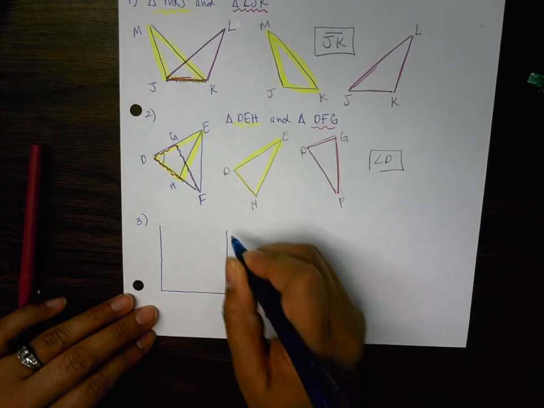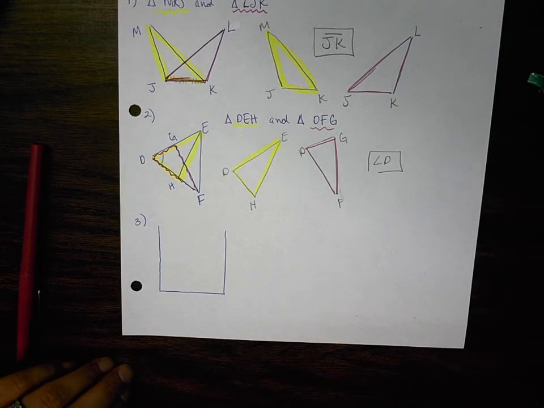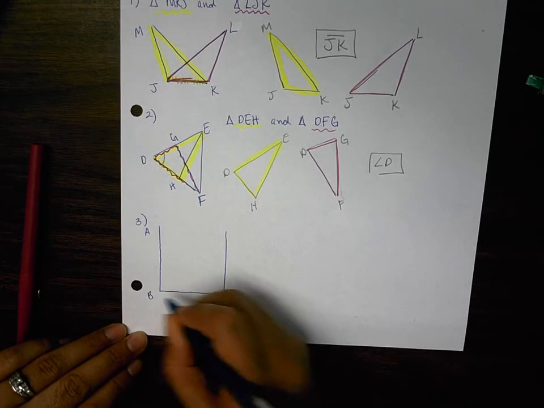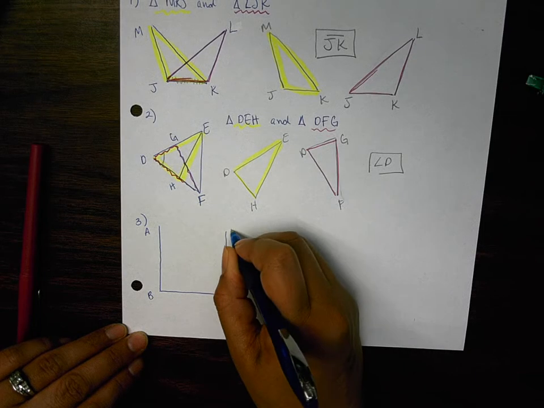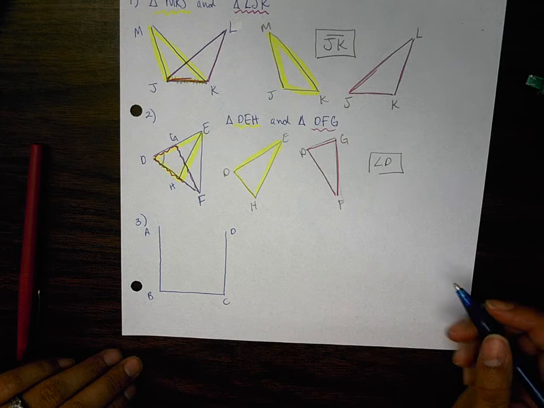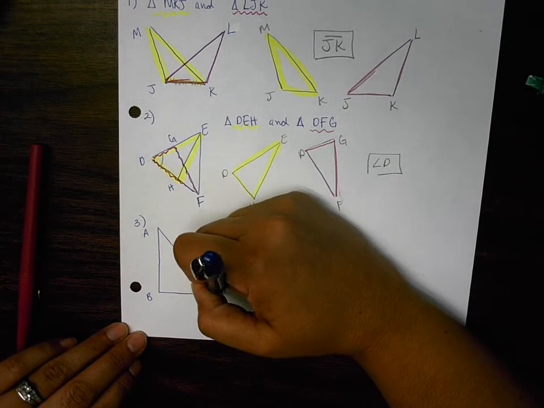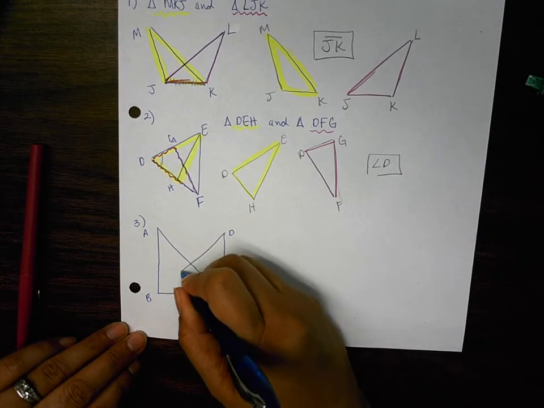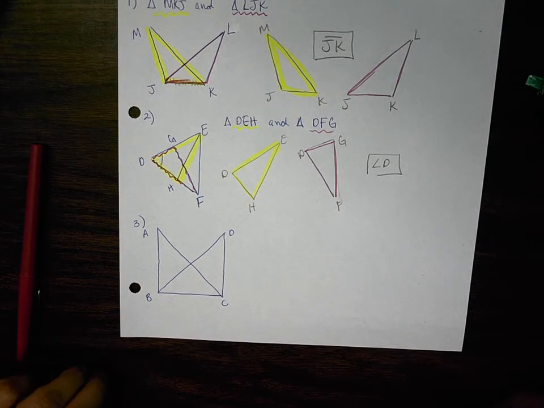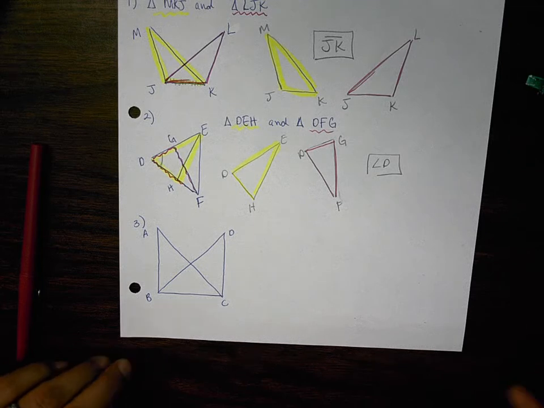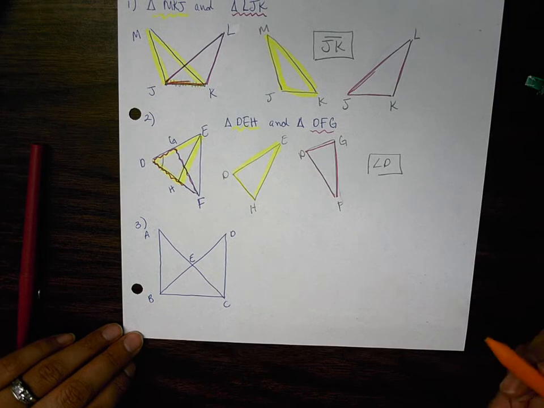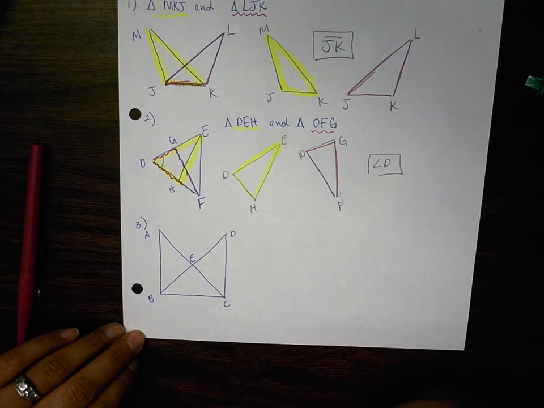Again, draw it with me. Do not connect the top piece on this one. I'm going to call this A, B, C, D. And I'm going to connect A to C and D to B. And I'm going to call this overlapping piece right here E.